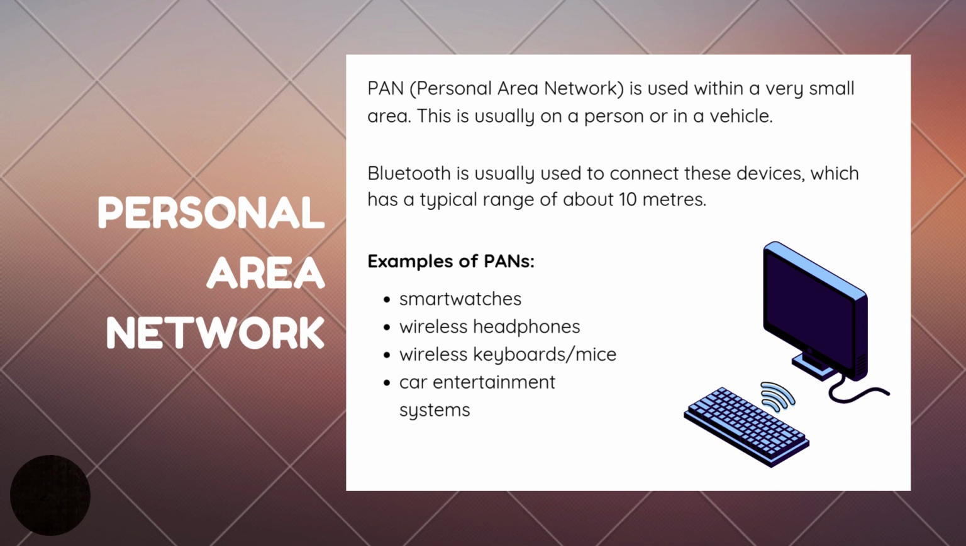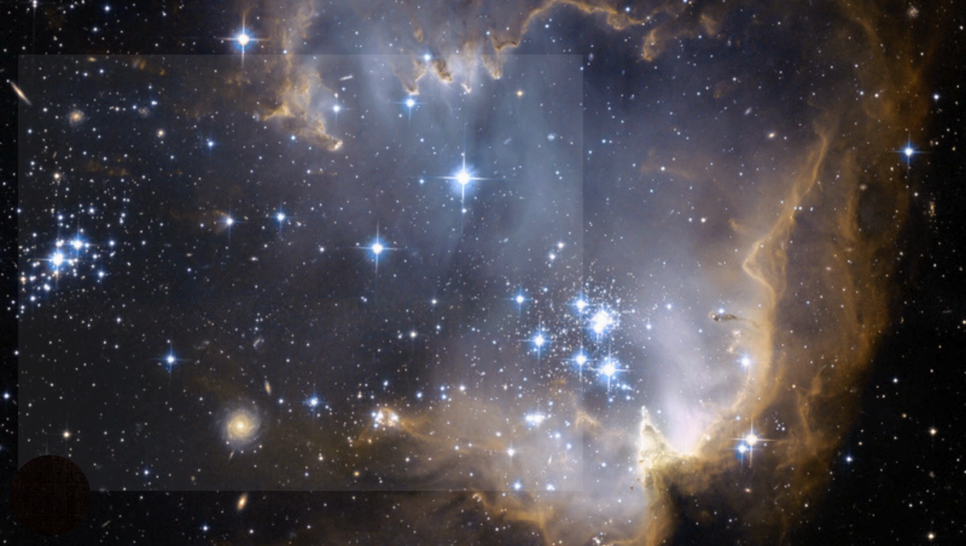So examples of PAN: smart watches. There are some watches that are connected to your phone, smart headphones, wireless keyboard. All those things are personal area network because they work within a very, very small range.